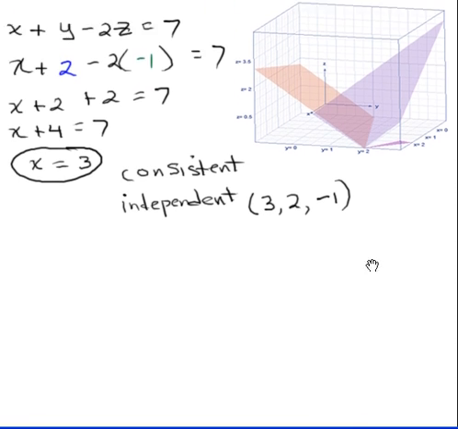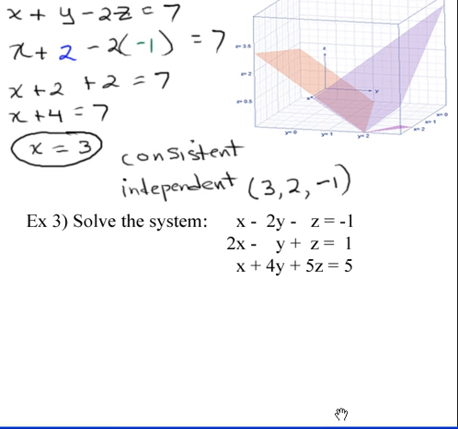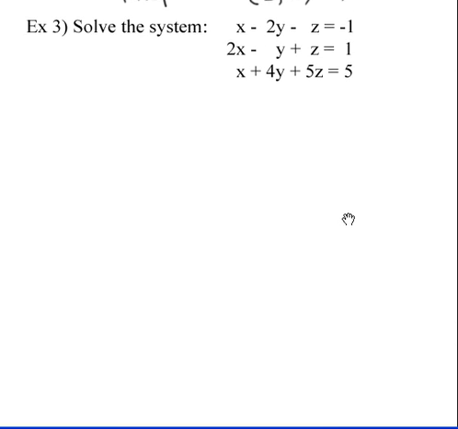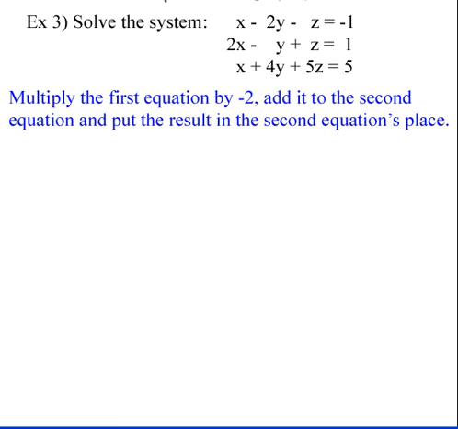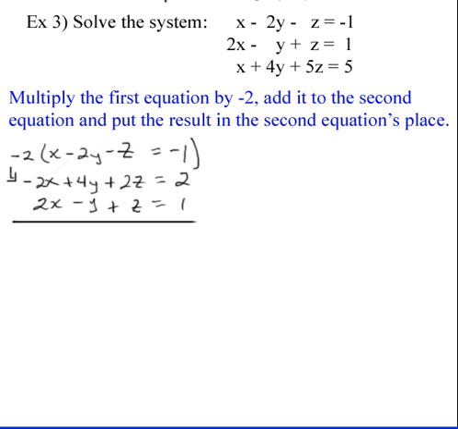All right, I'd like to do one other example. So let's take a look at this one and practice it again. We'd like to take the first equation. If we multiply everything in it by -2, add it to the second equation, the x will drop out. So let's do just that. Take the first equation, multiply everything through by -2. That'll become -2x plus 4y plus 2z equals +2. Add that to my second equation, just as it is.